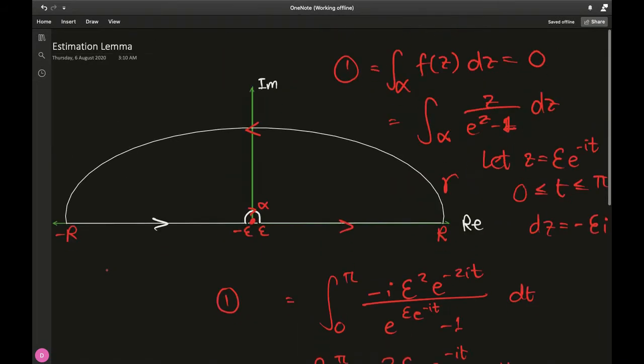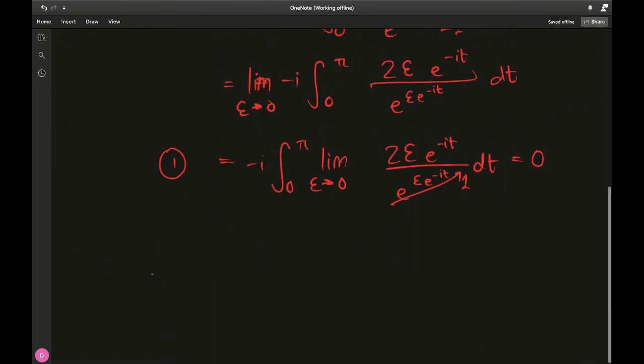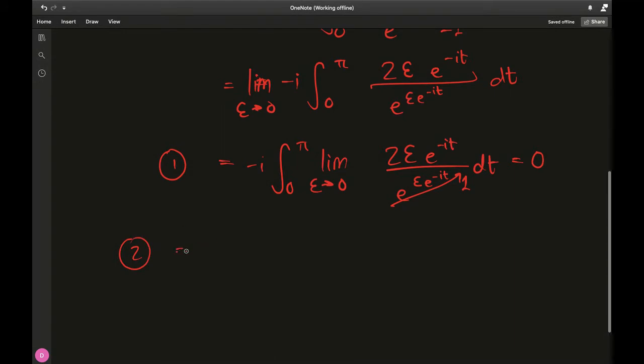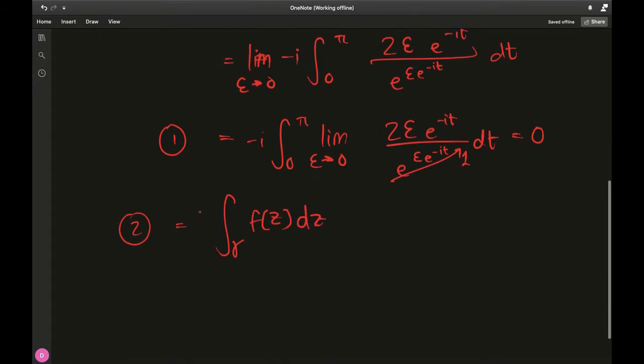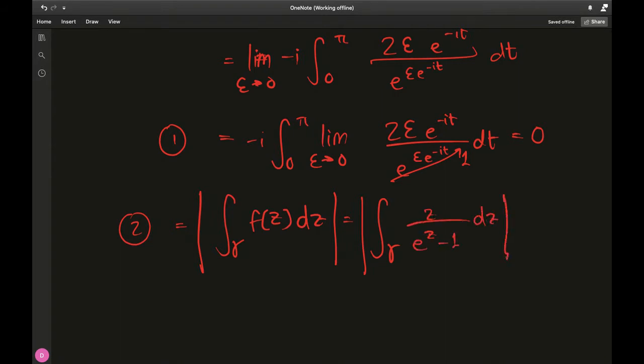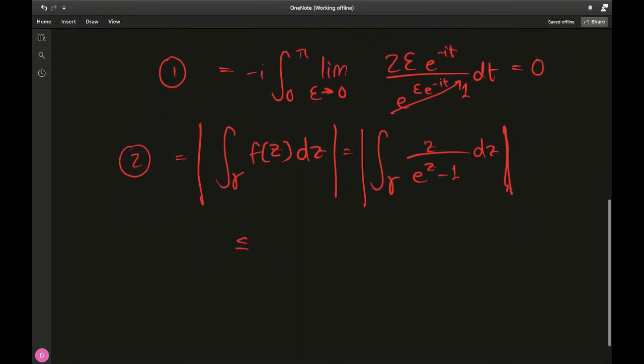Now we need to consider the integral over small gamma. So call that 2. The integral over small gamma of f of z dz. This is where we actually do the estimation lemma. So we need the mod of this, which is the mod of the integral over gamma of z over e to the z minus 1 dz, and that by inequalities is less than or equal to the integral over gamma of the mod of all the things inside. So the mod of z divided by the mod of e to the z minus 1, and the mod of dz. You can split the mod over division and multiplication like this.